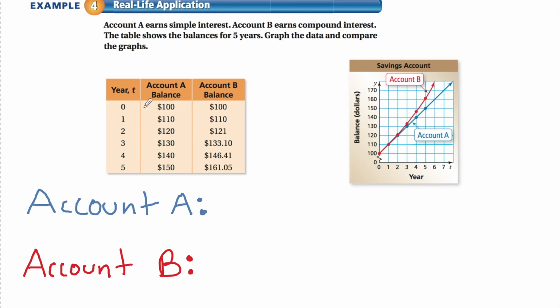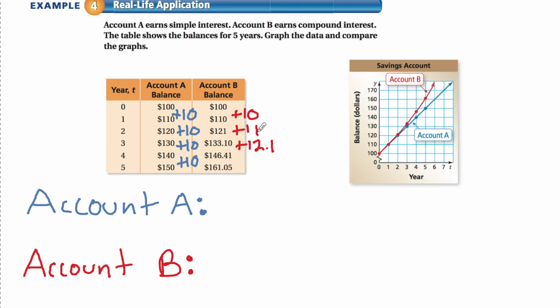We see account A increases by, 100 to 110 is going to be plus 10. 110 to 120 is plus 10. 120 to 130 is plus 10. 130 to 140 is plus 10, and so on. Account B, on the other hand, 100 to 110 is plus 10. 110 to 121 is plus 11. 121 to 133.1 is plus 12.1. So we can already see account B does not steadily increase.